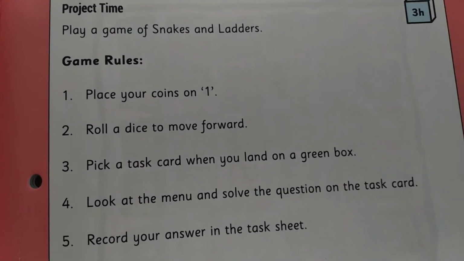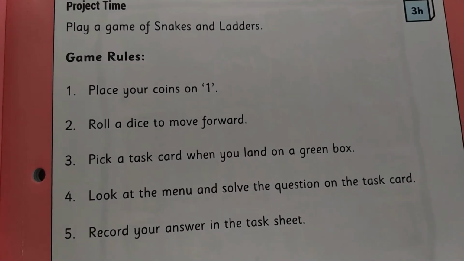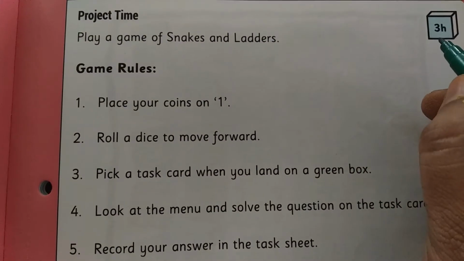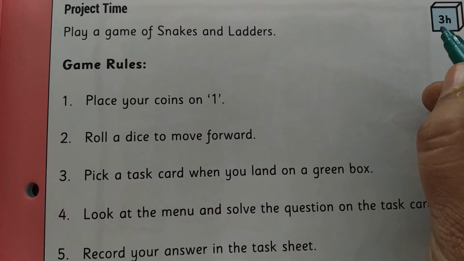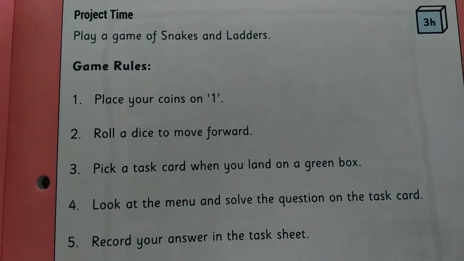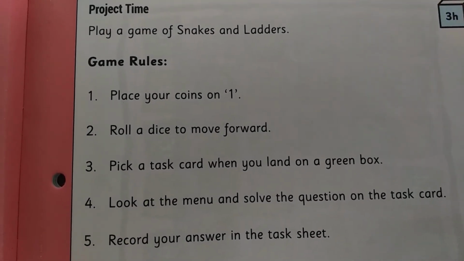Now it's the time for home fun, children. Everyone take your companion book, page number 21. So you are going to do the companion 3H. So homework 3H, project time. Play a game of snakes and ladders. You will be playing. You will be enjoying doing this project.